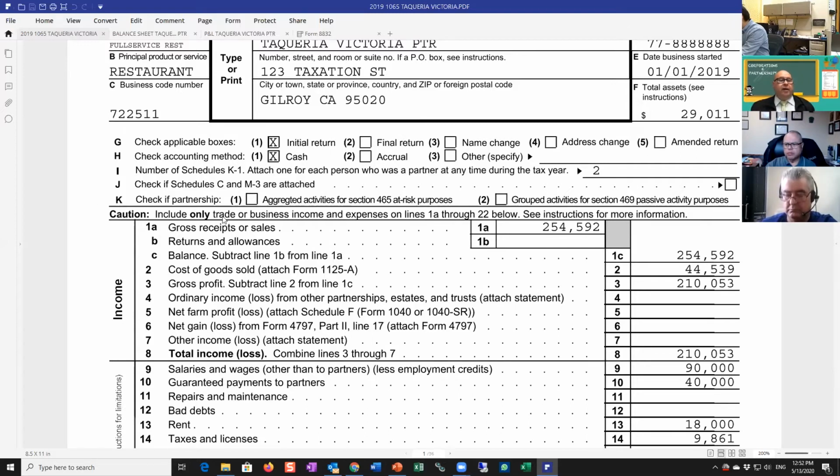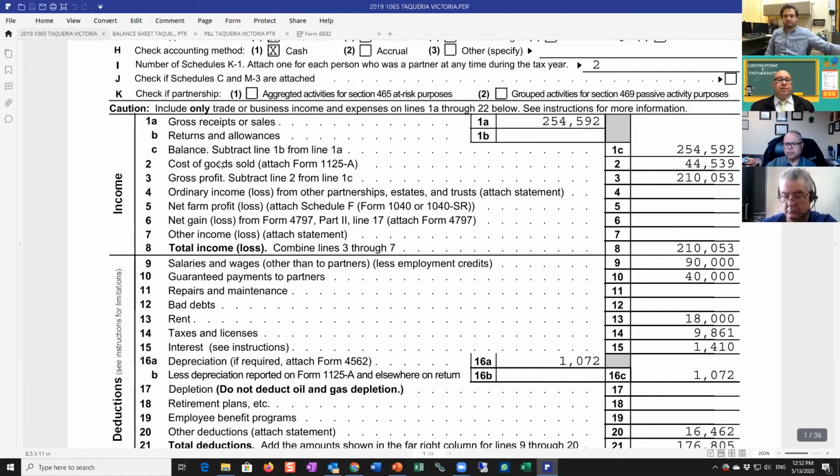The next part, aggregate section 45 at risk purposes or grouped. This, again, usually you don't check at all because normally you are part of another partnership. This partnership is part of another partnership. And again, very rarely will you ever have those situations. So we move on. Gross receipts from sales, well, that comes straight from the profit and loss statement.